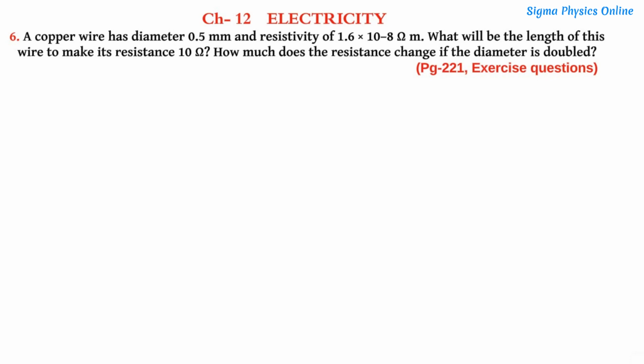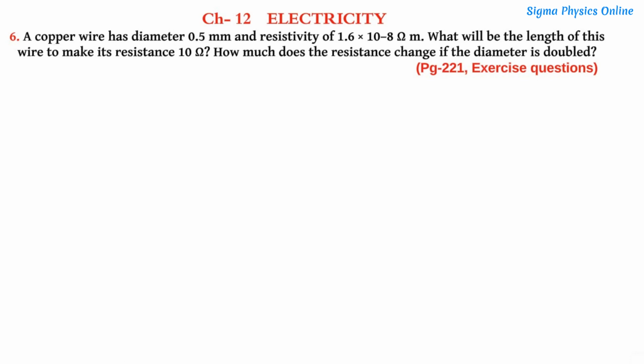And the question number 6 goes like this. A copper wire has a diameter of 0.5 millimeter and resistivity of 1.6 into 10 to the power minus 8 ohm meter. What will be the length of this wire to make its resistance 10 ohm? How much does the resistance change if the diameter is doubled?